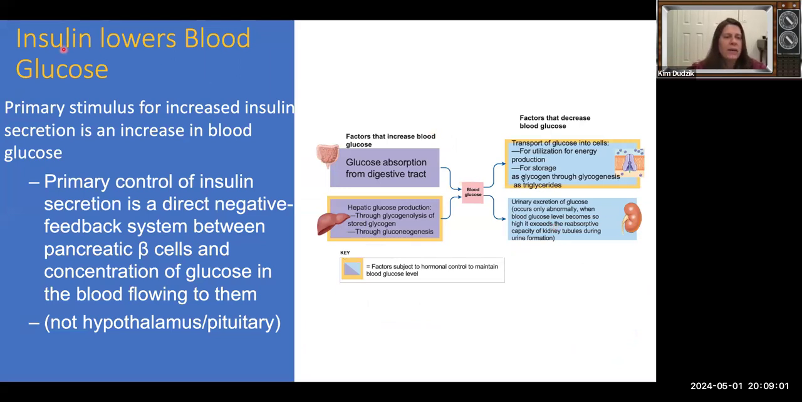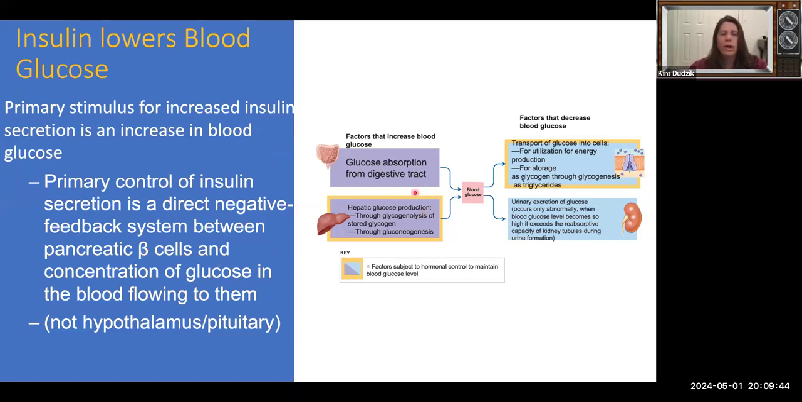So again, have it there again. Insulin lowers blood glucose. And I just want to stress again, the primary stimulus for beta cells in the pancreas to release insulin is the increase of the blood glucose levels. That's the primary stimulus. It's not coming from the brain, the hypothalamus, or anything like that. It is a direct action of an increase in blood glucose on the beta cells in the pancreas. So they release insulin. Okay.